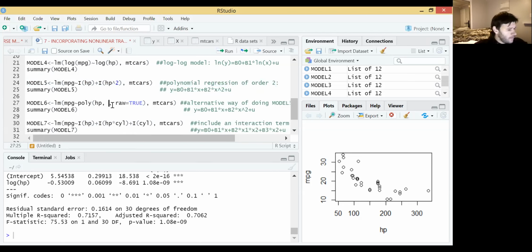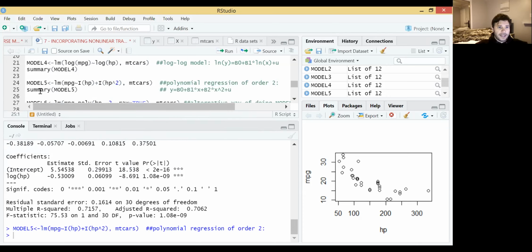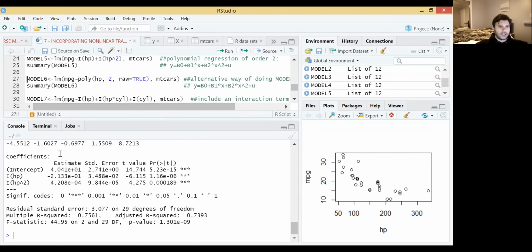And another way, well, actually, let's go ahead and build that model first. So we're going to build model 5 here, which is going to give us a quadratic regression model. And we can take a look again at the summary output for this model. And again, new model, we're going to get new parameter estimates.